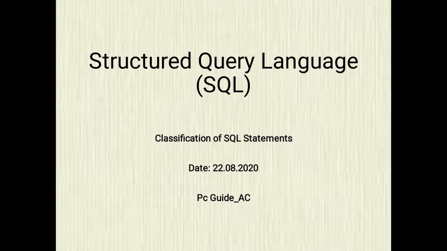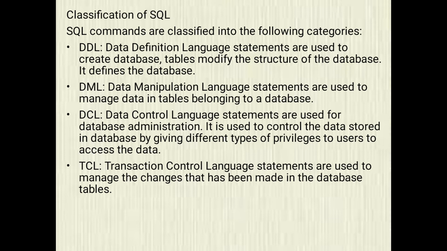Today we'll be continuing with the classification of SQL statements. In the last class, I defined the different types of SQL statements. We discussed mostly four different classes of SQL statement: DDL, DML, DCL, and TCL. So we have seen the definitions of what is DDL, DML, DCL, and TCL.